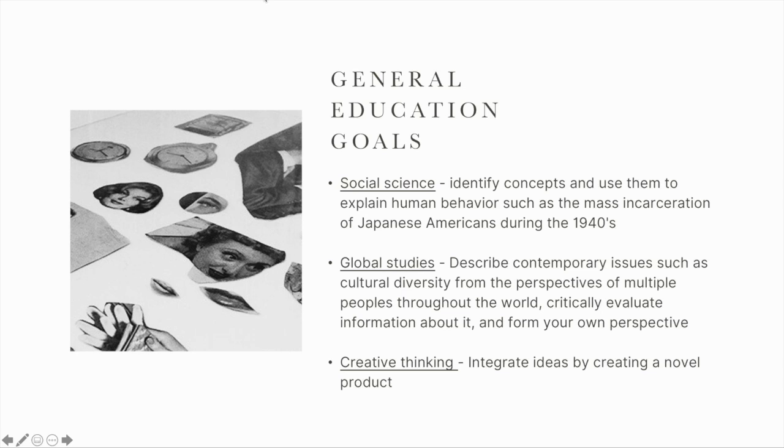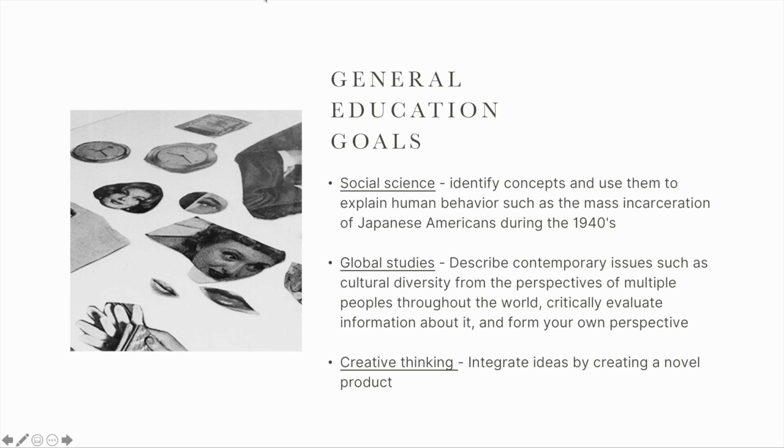We're also in a kind of global studies general ed course. So you're trying to understand things like cultural diversity, human diversity from the perspective of different peoples throughout the world. Here in this particular section of the course, we're looking at Japanese American perspectives. And you're learning to really think critically, right, about this kind of information and to form your own perspective, the kind of heart of why you're required to take certain kinds of general education classes.